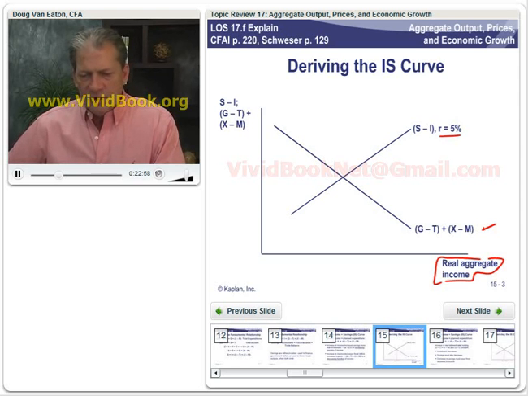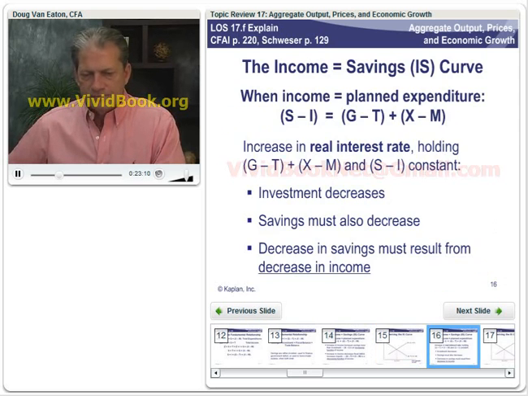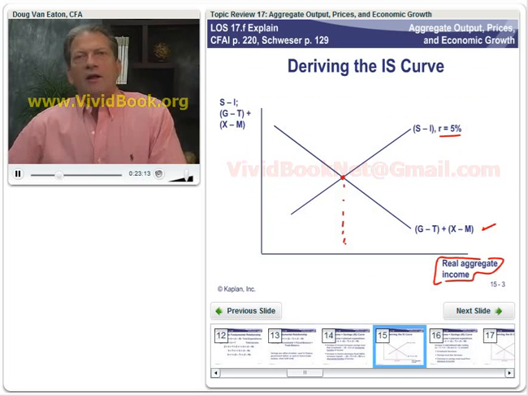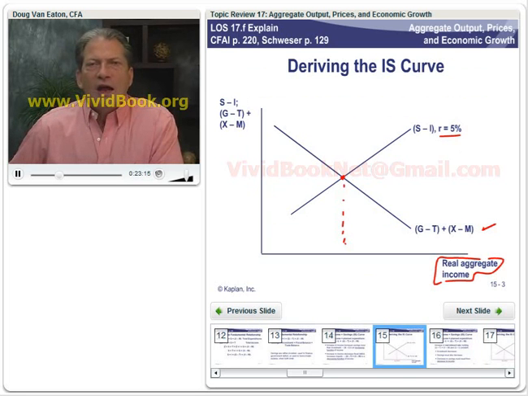And so here is our equilibrium. This amount of aggregate income, this is probably animated anyway, so I'll do it that way. Okay, so that's our level of aggregate income where there's equilibrium in the goods market for a real rate of 5%. So that's one equilibrium point for a real rate of return of 5%.